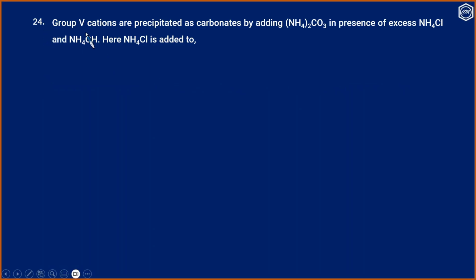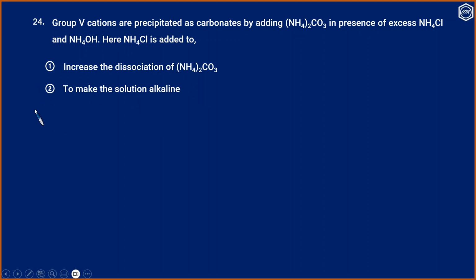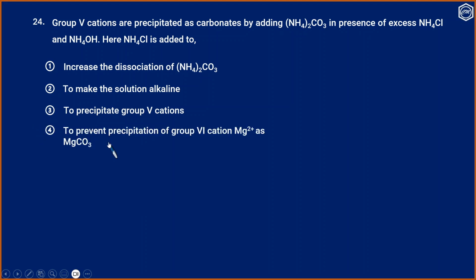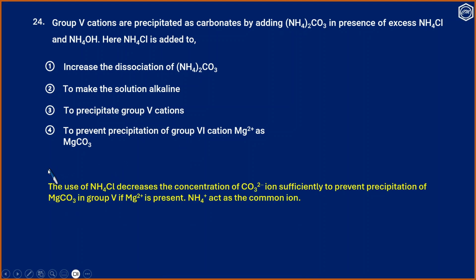Question 24. Group 5 cations are precipitated as carbonates by adding ammonium carbonate in presence of excess ammonium chloride and ammonium hydroxide. Here NH4Cl is added to increase the dissociation of ammonium carbonate, to make the solution alkaline, to precipitate group 5 cations, to prevent a precipitation of group 6 cation, magnesium 2 plus as magnesium carbonate.